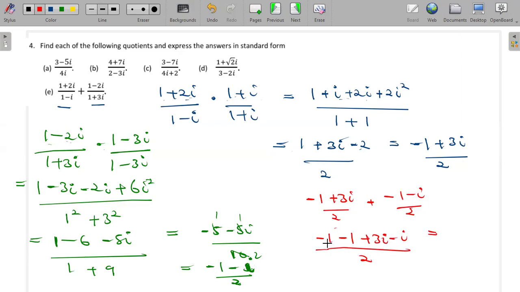You add the 2 there, you get negative 2. Then 3i minus i gives me 2i. So that would be plus 2i over 2. Dividing there by 2, you just get negative 1 plus i. Negative 1 plus i, and we've written it in the standard form. Okay, so that's how we answer this question, unless there's any question.